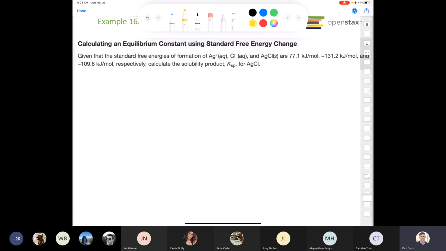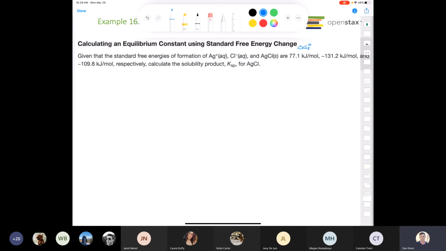Let's try a problem that involves a KSP, another equilibrium problem. It says, given the standard free energies for the formation of silver ion, chloride ion, and silver chloride are shown here, 77, negative 132, and negative 109 kilojoules per mole, respectively, calculate the KSP. Oh, this is a good problem. Let's do this one. So they gave us the standard free energies of formation for all of these compounds, so we can figure out the standard free energy for this reaction.